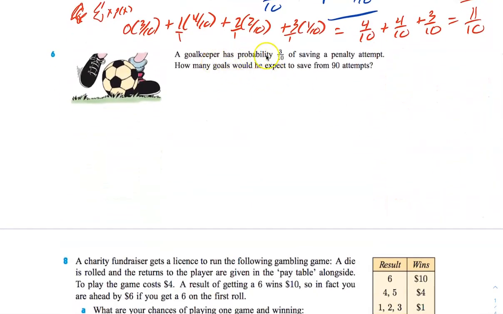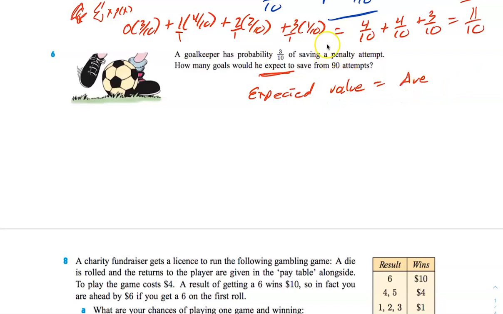So a goalkeeper has a probability of 3/10 of saving a penalty attempt. How many goals would he expect to save from 90 attempts? So now remember, expected value is the exact same thing as just the average. Right? The average of something is what you expect to happen. So that's the exact same thing the expected value is. These are exactly the same thing.